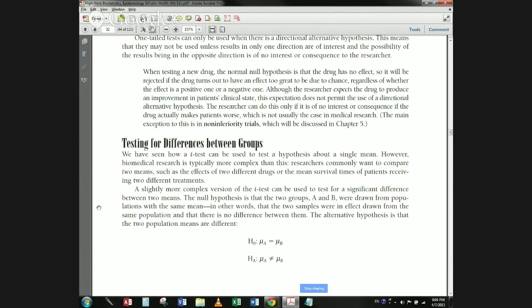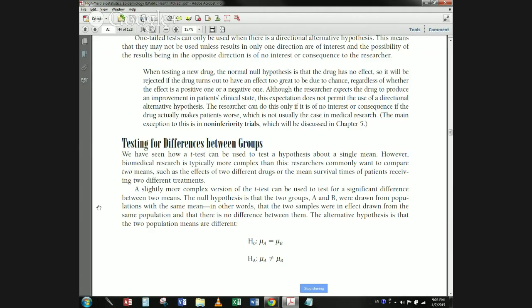Although the researcher expects the drug to produce an improvement in the patient's clinical state, this expectation does not permit the use of a directional alternative hypothesis. The researcher can do this only if it is of no interest or consequence if the drug actually makes patients worse, which is not usually the case in medical research. The main exception to this is in non-inferiority trials.